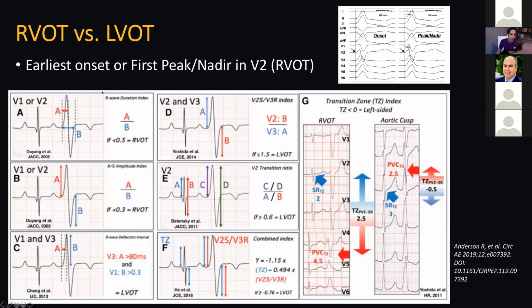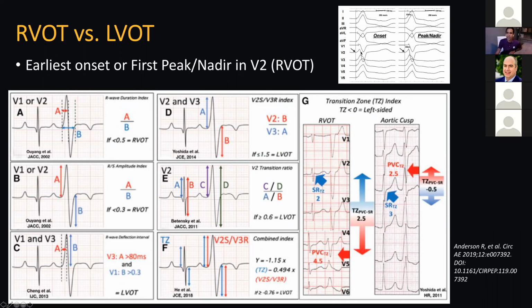Here you're looking at the R wave duration index. Your LVOT is going to have a bigger R wave duration compared to the RVOT sites. You can have a bigger amplitude. You can look at earlier transitions with LVOT sites. You can even look at transition zone indexes, where you compare the transition zone of the PVCs to sinus rhythm. I'm not going to go through the specifics of all this, but it's all there for you to review.